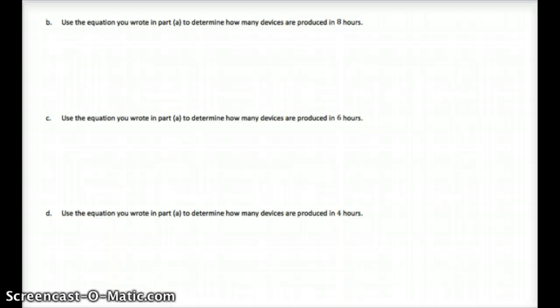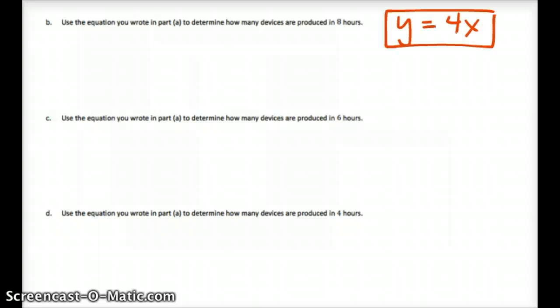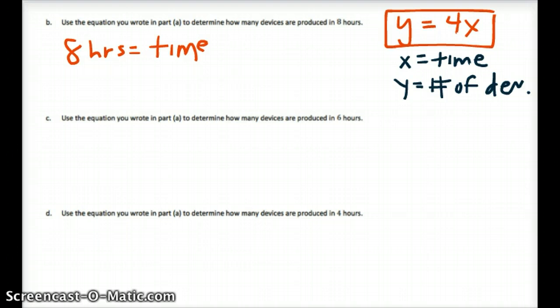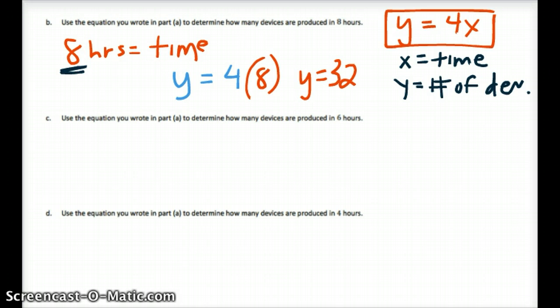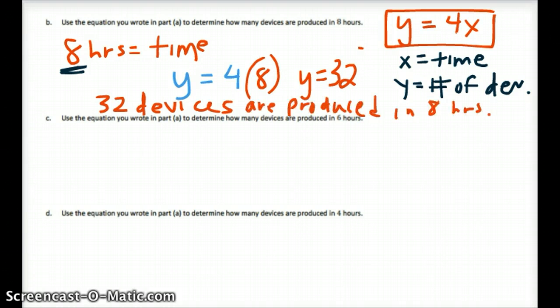Letter B, use the equation you wrote in part A to determine how many devices are produced in 8 hours. So I wrote my equation up here, and 8 hours is time. And if you remember, x is time and y is number of devices. So if 8 hours is time, I'm going to plug it into my equation. So y equals 4 times 8. So y equals 32. So 32 devices are produced in 8 hours.